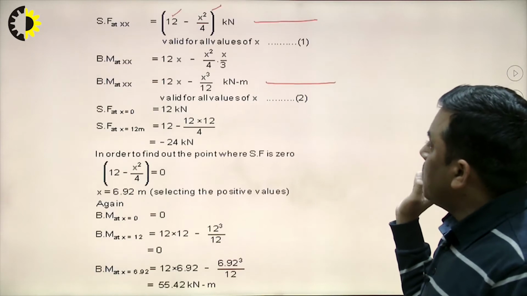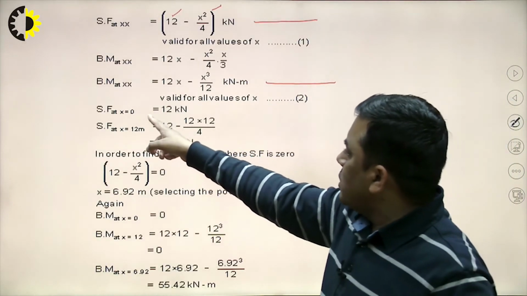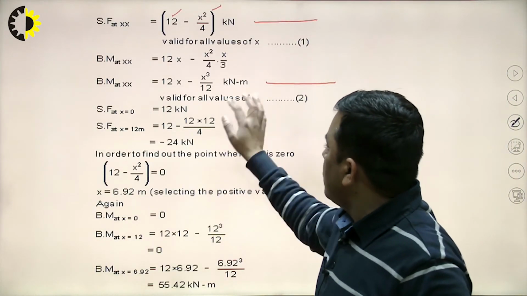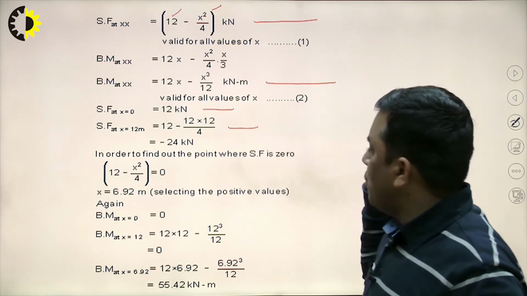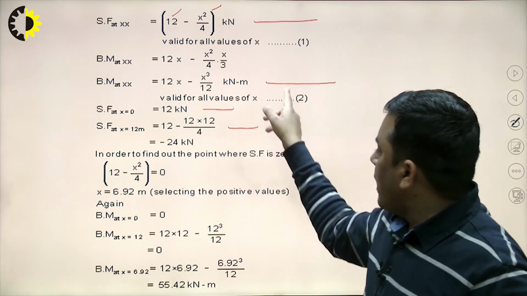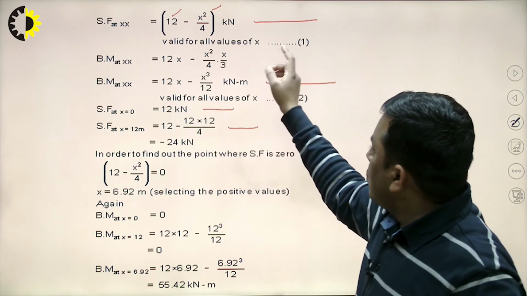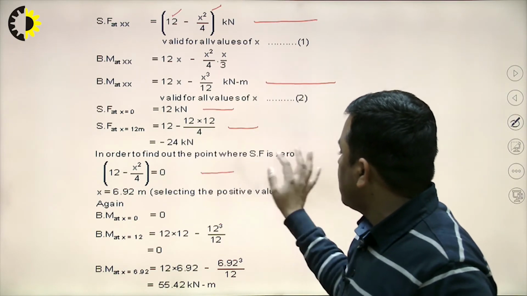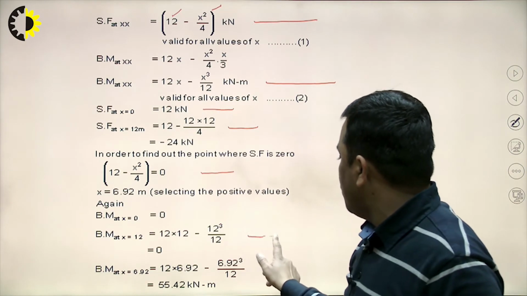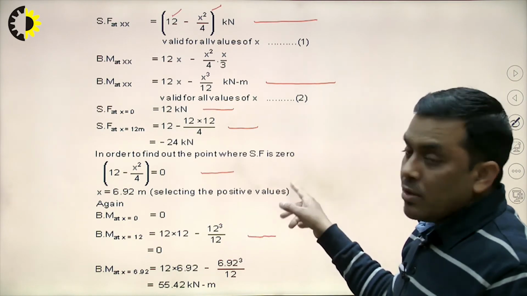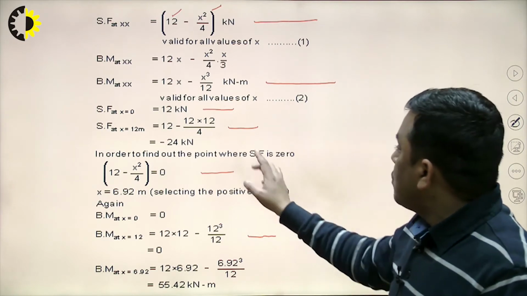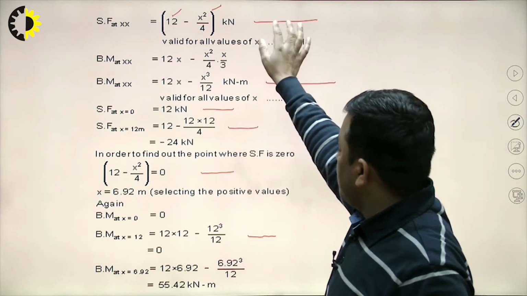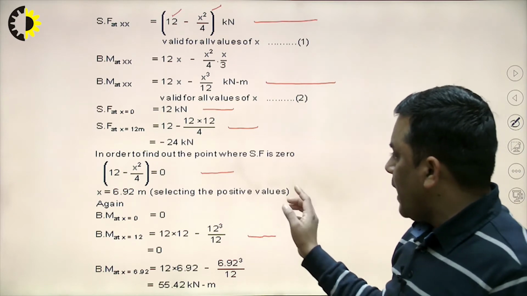So, we can put these values. At x equal to 0, shear force is 12 kilonewton. At x equal to 12, it is minus 24. Okay. And for finding the bending moment, at x equal to 0, it is 0. At x equal to 12, it is 0, and at the point where shear force is 0, the bending moment will be maximum. So, by putting this equation equal to 0, we can find the value of x.